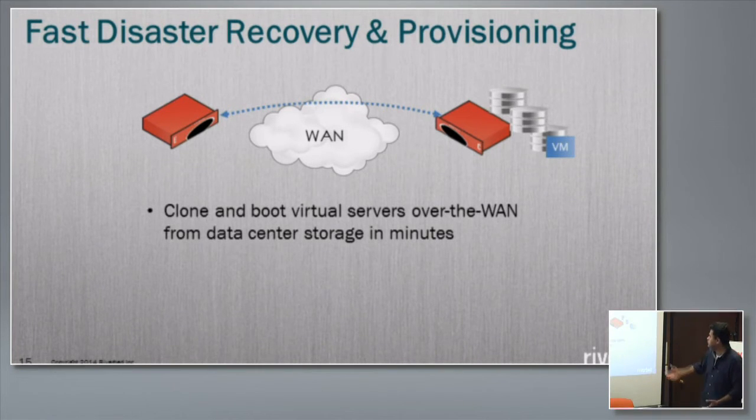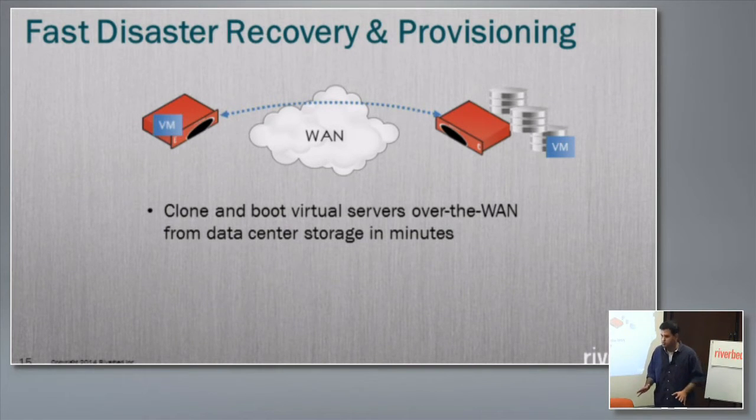So what you can do is you can clone the VM at the data center, and you can clone it using VMware. You can clone the LUN using your storage cloning methodology. Once you clone the VM, you can then boot the VM over the WAN. Depending if we understand the properties of the VM, about 90% of the VMs that are commonly used in branch offices, we've got that covered for you.